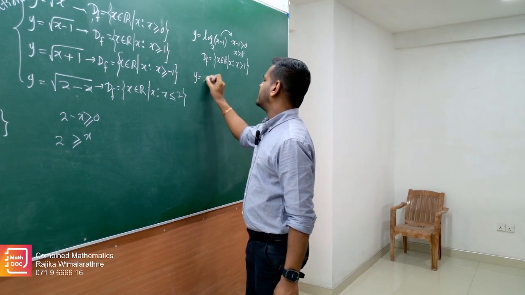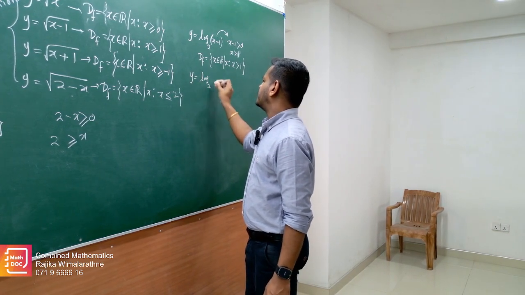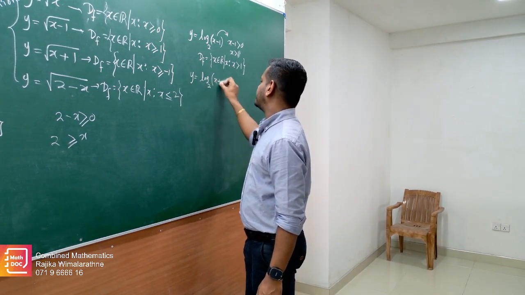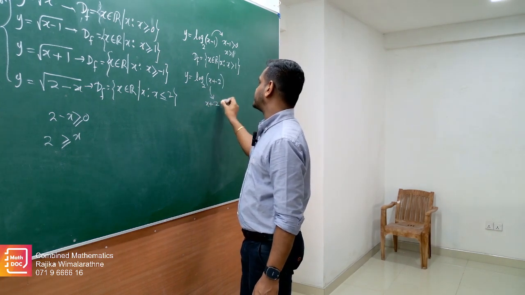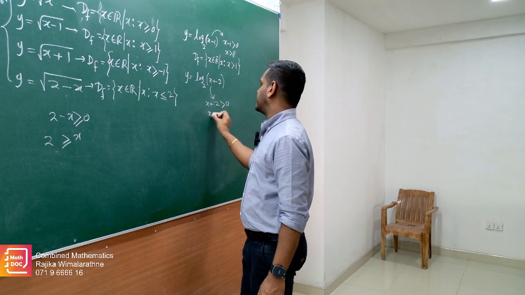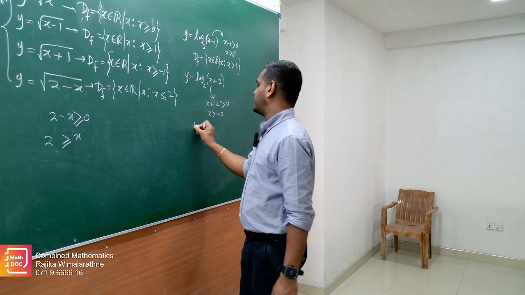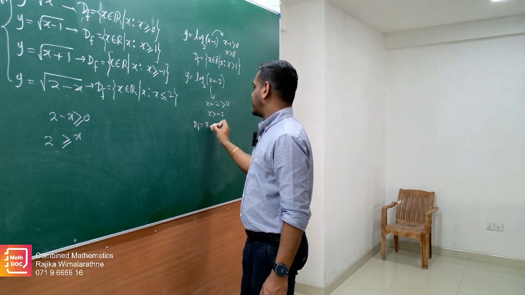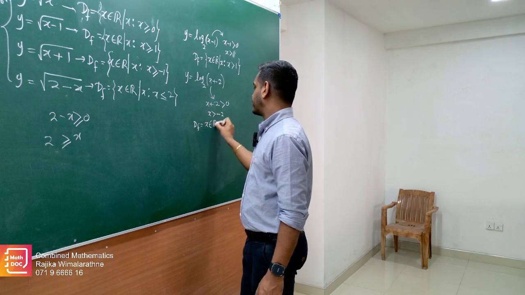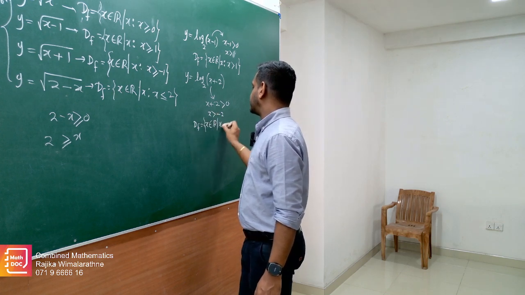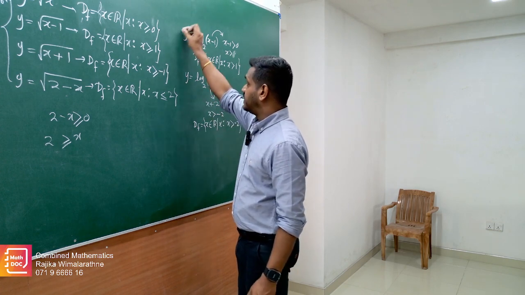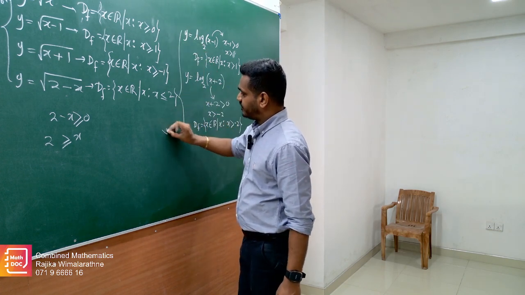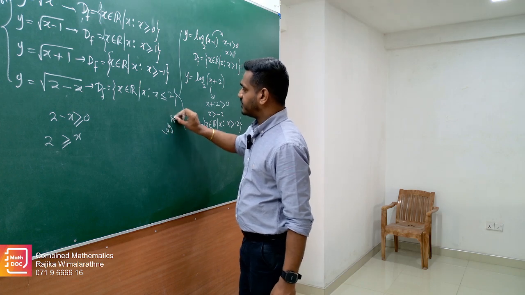Consider y equals log base 2 of x plus 2. Then this value must be positive, no? Then x plus 2 greater than 0, then x is greater than minus 2. Then the domain is the real values x such that x is greater than minus 2. Here these are logarithmic functions, log functions.